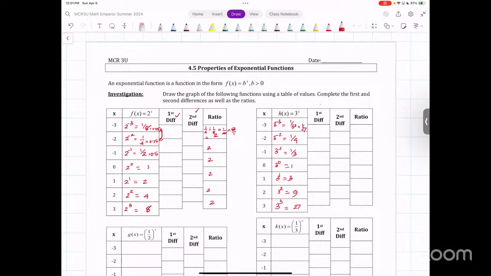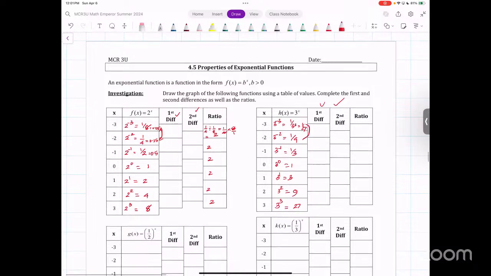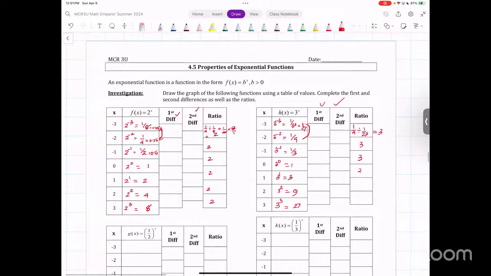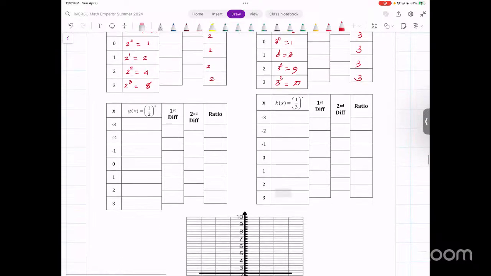Of course, the first and second differences are not going to be the same. If you take the ratio between 1/9 divided by 1/27, it's actually going to be 3. You can check the math. That ratio will be the same. Are you following that? So going back to this guy, 1/2.